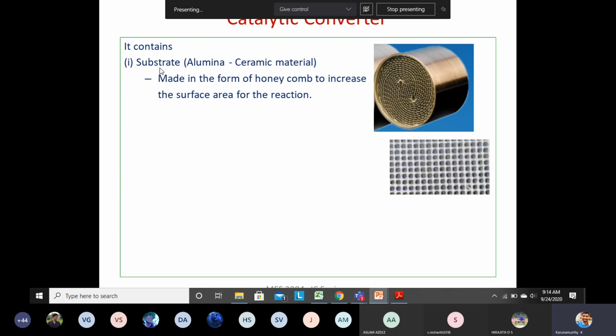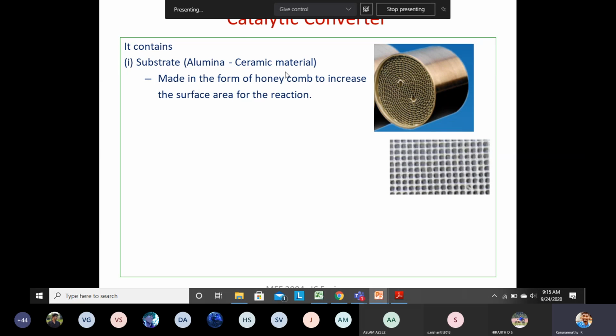The first main component is the substrate. This substrate is made up of alumina. Alumina is a well-known ceramic material, right? This ceramic material we place inside a casing, and this is placed in between the exhaust manifold and the tailpipe.